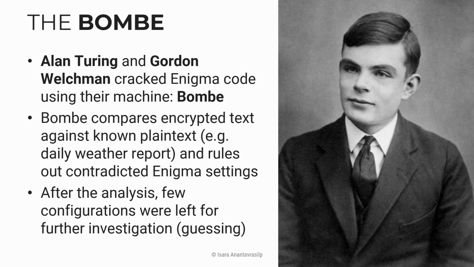So what the Bombe does is that it compares the encrypted text against the known plain text. Sometimes we call it a known plain text attack. And then it rules out the contradicted Enigma settings. So basically we are going to compare two things, the original text or plain text and the encrypted text, and find out what configuration of Enigma results in this encrypted text.